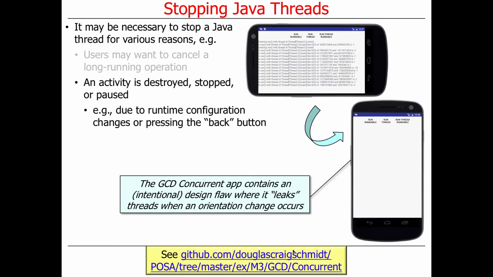Another reason might be if you're programming on Android and you have an activity that's destroyed, stopped, or paused. Maybe you press the back button or there's been a runtime configuration change. In that case, you want to cancel a thread that's running in the background because the context in which it's running is no longer going to be valid when it finishes. So you want to cancel it so it doesn't give you some nonsensical result when it's all done.